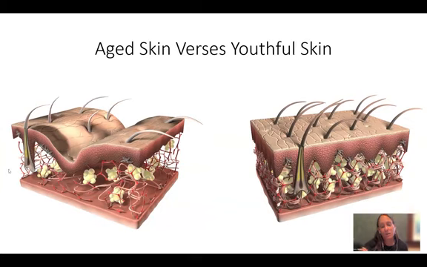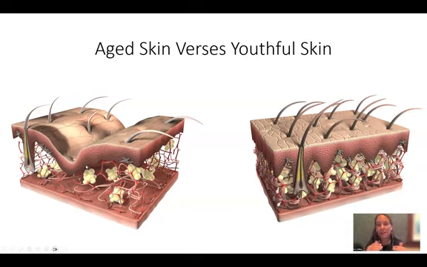You'll also notice that when we look at this aged skin, we start to see these melanosomes start to group together, and they start to overproduce pigmentation, and that can cause the appearance of age spots in the skin. And lastly, on this youthful skin, this area between the dermis and the epidermis is called your dermal epidermal junction.